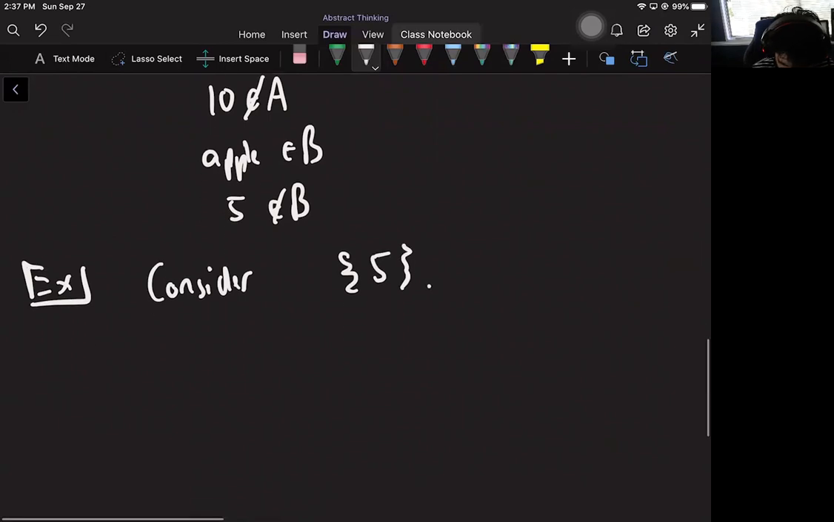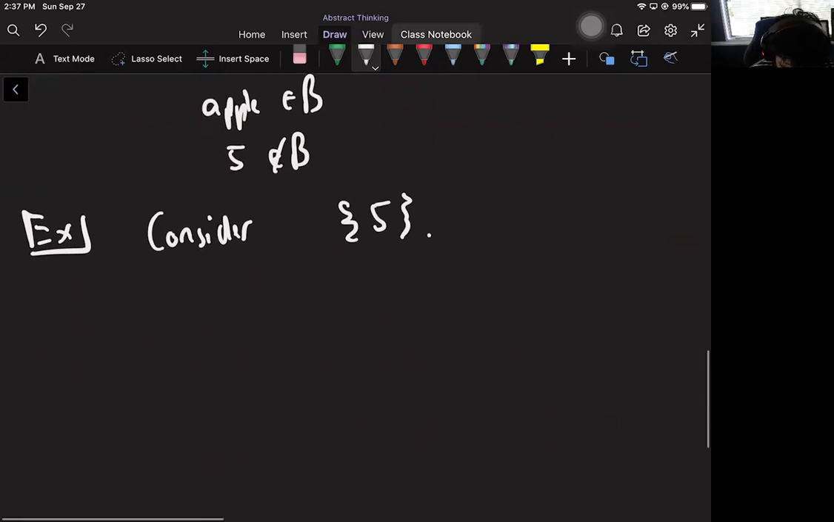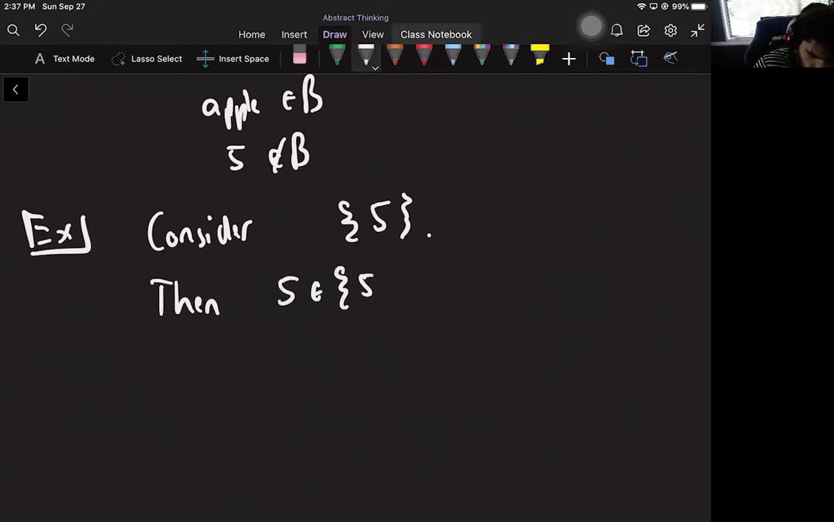So it's just a set with one thing in it, one thing in the list, just number 5. Then I can write something like this. I could say 5 is in that set. So that makes sense to write. But I can't say this: 5 is in 5.